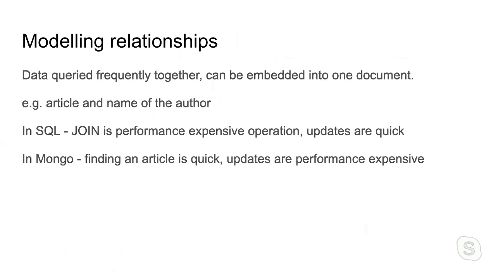But Mongo goes a little bit different way. It's going the way that the most frequent operation should be the quick one. So in this case, you will put the whole name of the author into the document of the article. So in one query, when you're fetching the information about the article, you will also fetch the name of the author. So you don't have to make any joins. But of course, if the user changes its name, you have to go through every article and change the name individually in each document. So in this case, the operation is quite performance expensive.